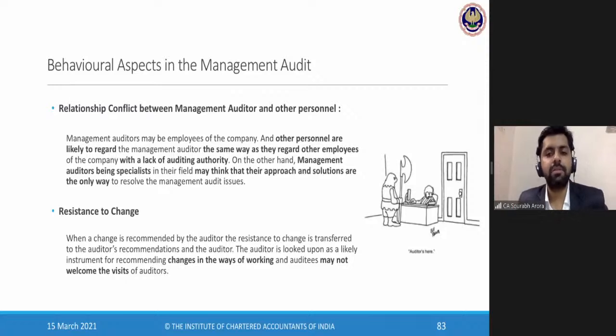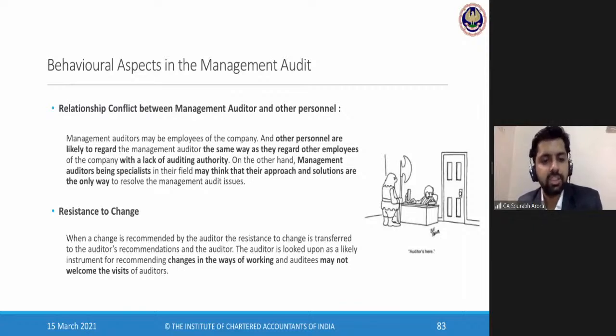and other personnel are likely to regard them the same way they regard other employees, with a lack of auditing authority. On the other hand, management auditors, being specialists, may think that their approach and their solutions are the only way to resolve the management audit issues. So the problem might arise from the auditee as well, and from the auditor's behavior as well. That's why we always recommend deliberating upon the recommendations, discussing the observations, to reduce the conflict between management auditor and other personnel, and establish a trust.